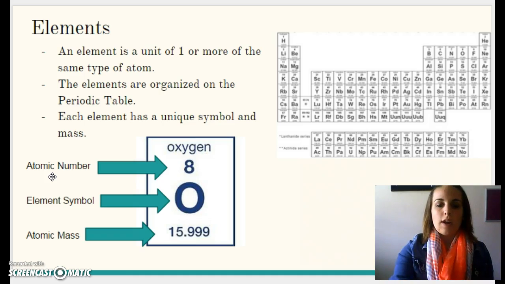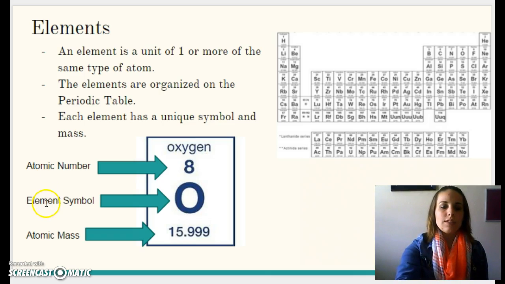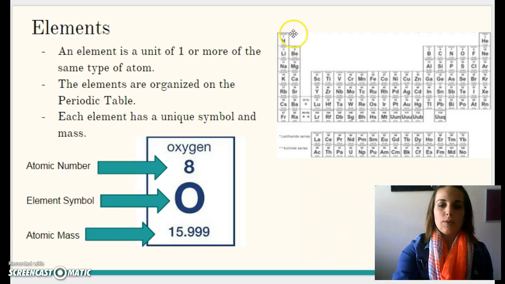Every element on the periodic table has an atomic number, an element symbol, and an atomic mass. The atomic number tells us how many protons are found in the atom. The symbol is just a way to abbreviate and let us know what element we're looking at, and then there's also the atomic mass listed. If we were to look at a different example, say hydrogen up here in the corner, hydrogen then would have 1 proton in its atoms, and its element symbol is an H.